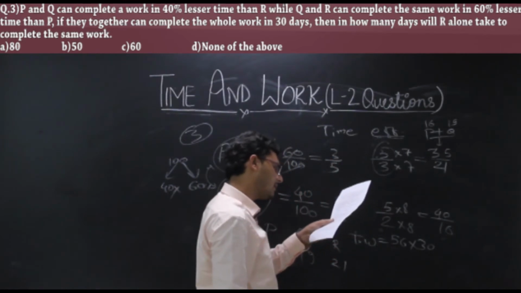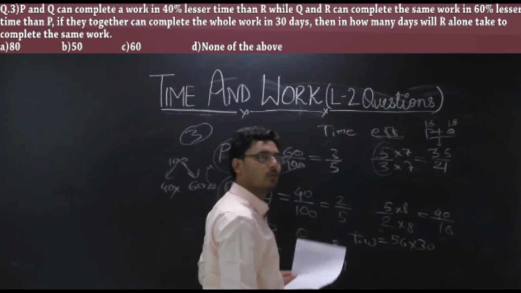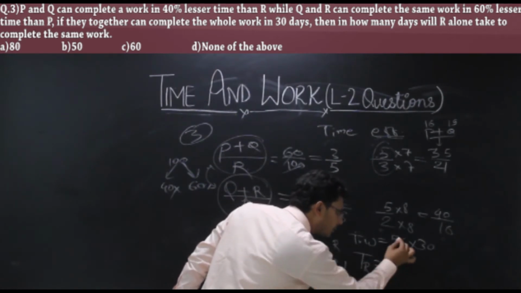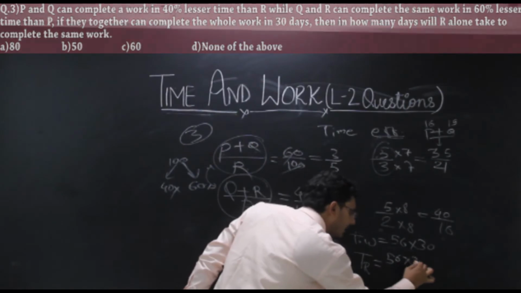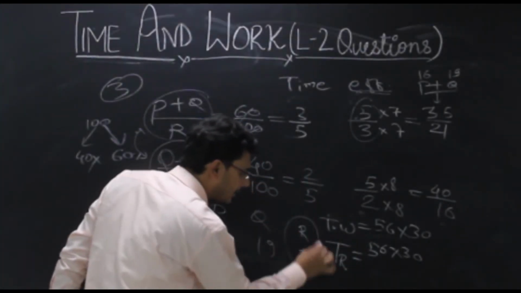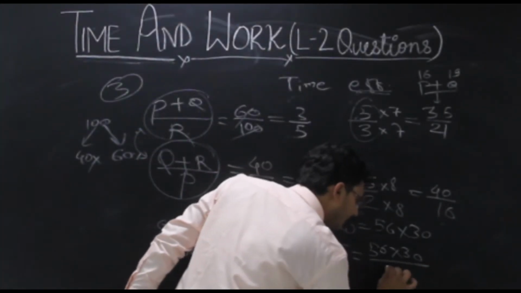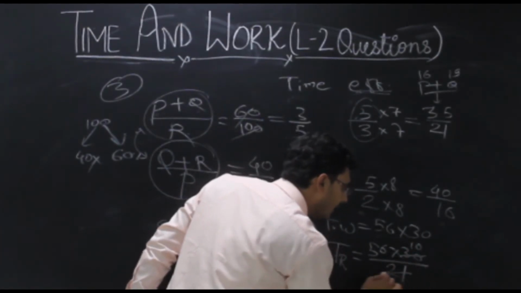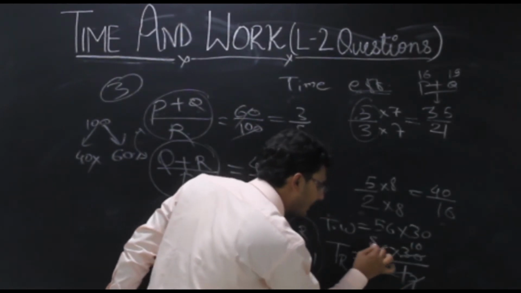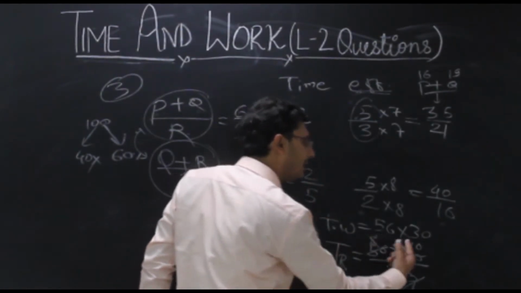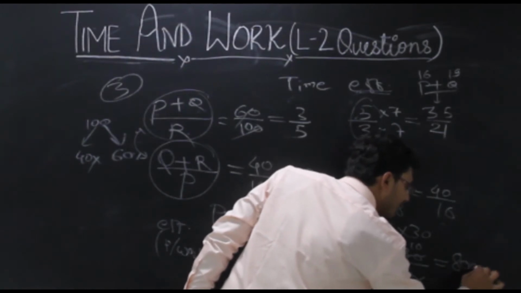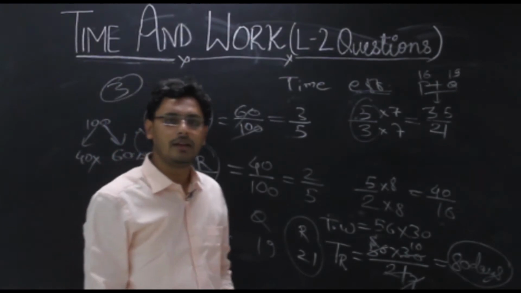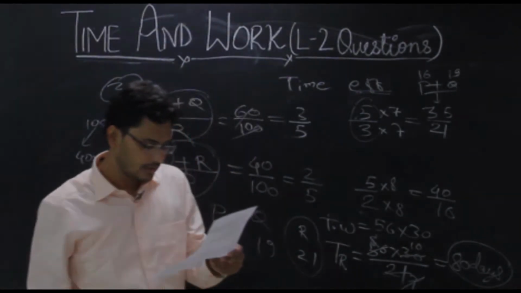And what is asked is how much time R alone would take to do the same work. So time taken by R would be total work, 56 into 30, divided by per day work, which is 21. So in a day he does 21 units of work. Three sevens are 21, so 3 tens are 30, 7s cancel, and 8 into 10 gives 80 days. So time taken by R alone to complete the work is 80 days. That is option A.